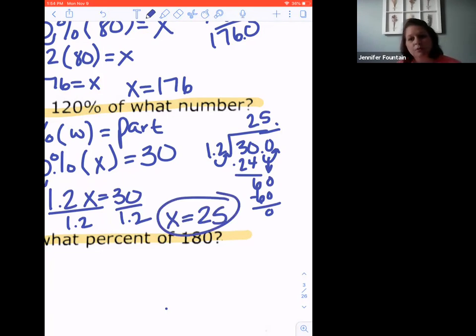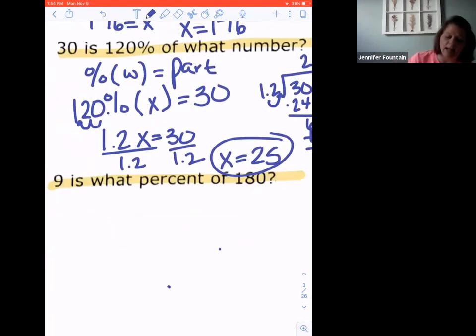How'd you do? Did you do okay? Plug them into the formula. All right, last one. 9 is what percent of 180? Don't forget to change your answer to a percent.